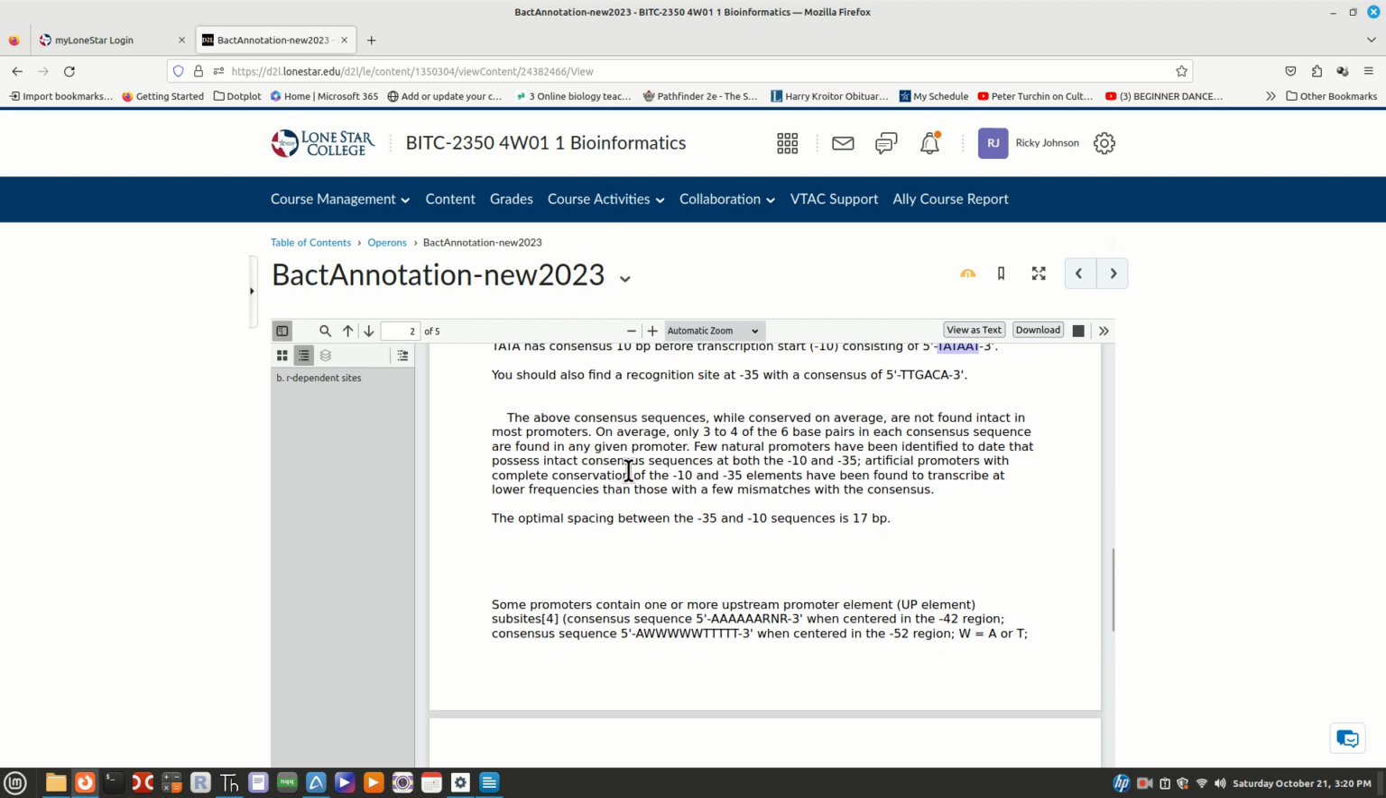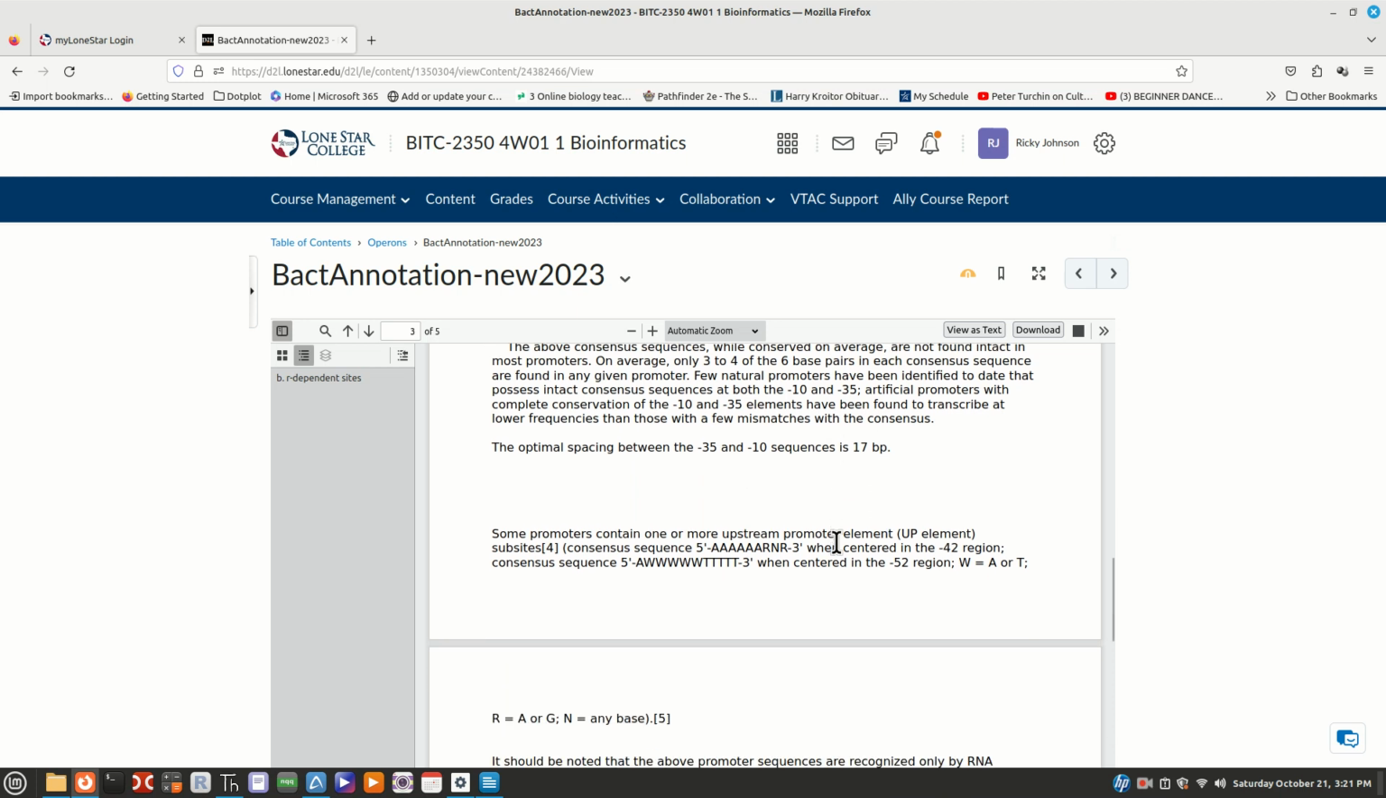And I give you lots of information here on how to get a feel for what's going on. That 10 and 35 is just an average. It is certainly not set in stone. The consensus distance is about 17 base pairs. So 15, 17, here they have it at 10 and 35 is 15, but most of the time it's about 17 or so. It can be more, it can be less. You just have to look.